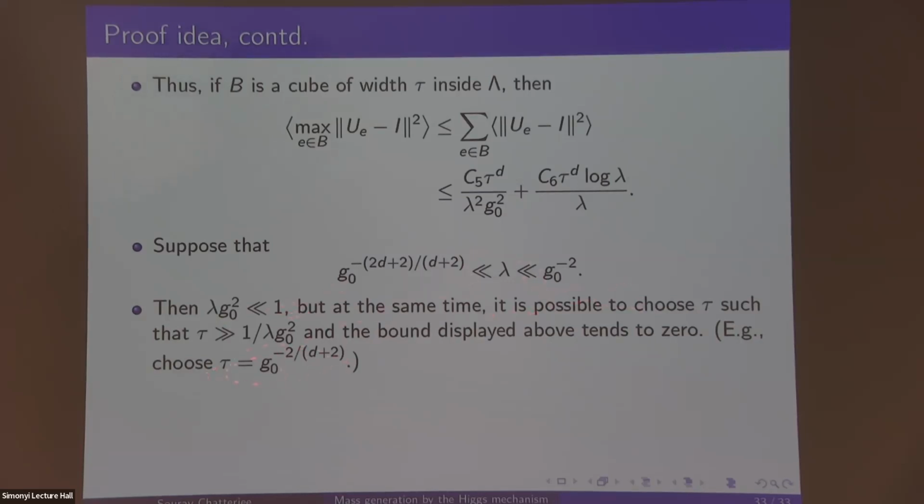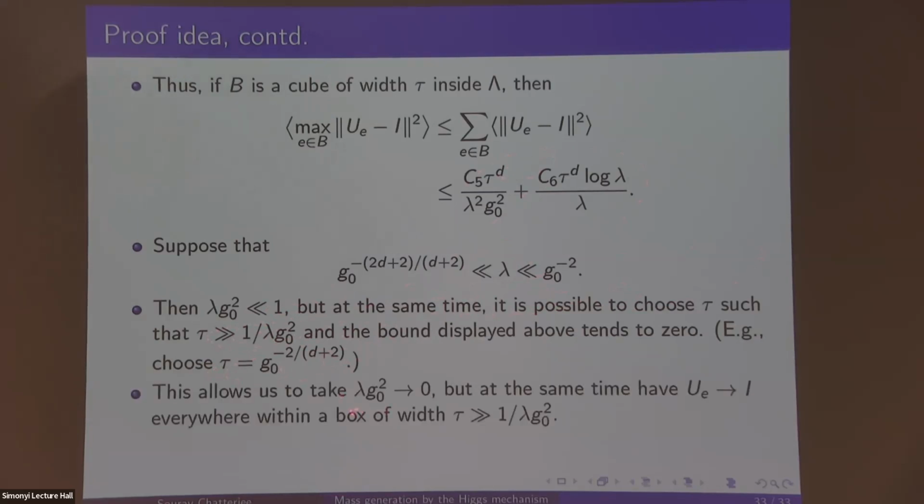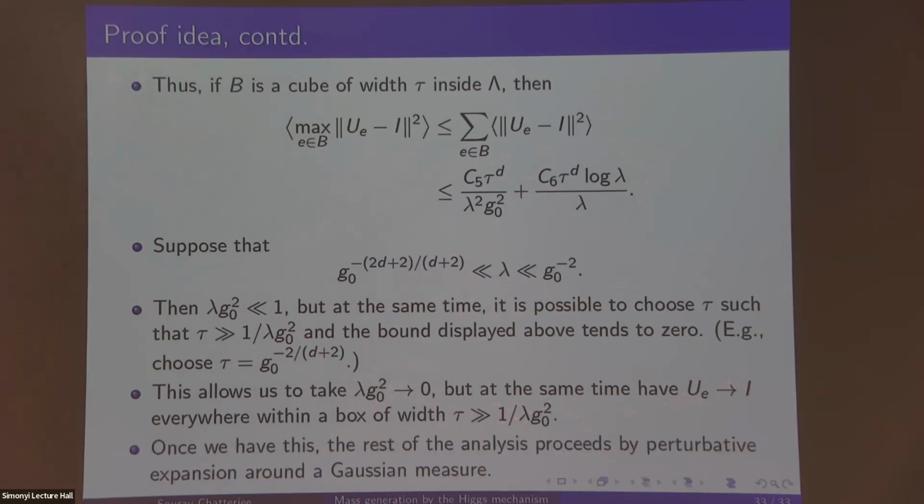So an explicit choice is given by this. It's possible to choose a tau which is much bigger than 1 over lambda g_0 squared, and yet this goes to 0. Okay. So it means that this allows us to take lambda g_0 squared to 0, but at the same time have U_E converging to I everywhere within a box of side length much bigger than 1 over lambda g_0 squared. And once we have this, I'll stop here. The rest of the analysis, you now have perturbation around the Gaussian, so you can carry out this analysis. Okay, thank you.